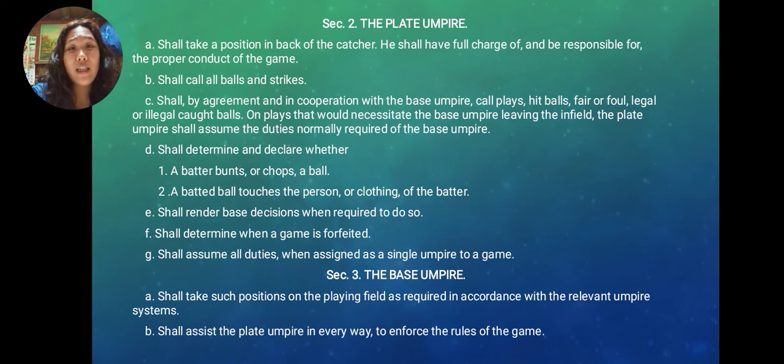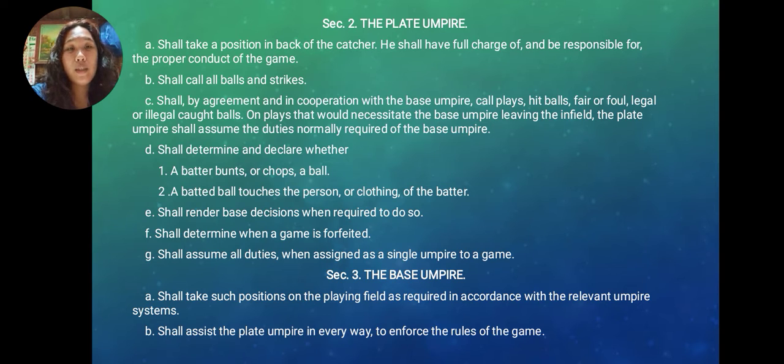For letter D, shall determine and declare whether, number 1, a batter bunts or chops a ball; number 2, a batted ball touches the person or clothing of the batter. For letter E, shall render base decisions when required to do so. For letter F, shall determine when the game is forfeited. Then for letter G, shall assume all duties when assigned as a single umpire to a game.